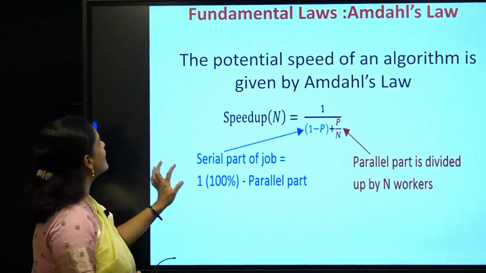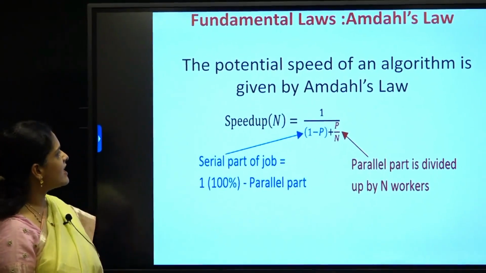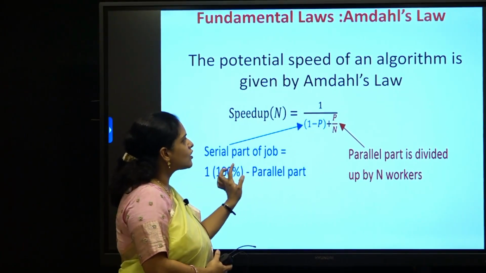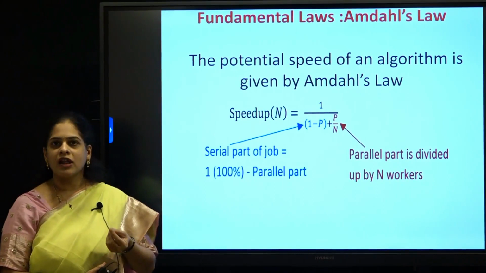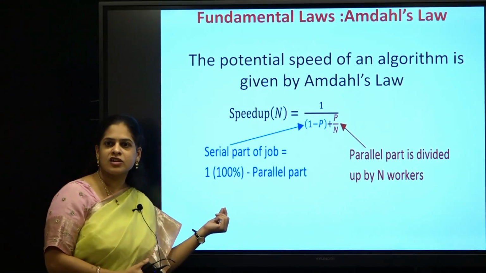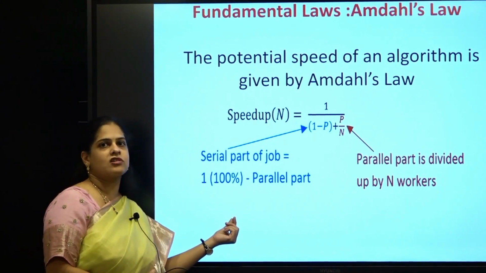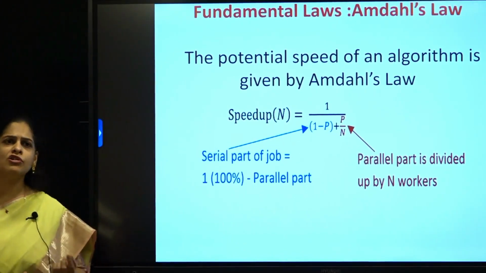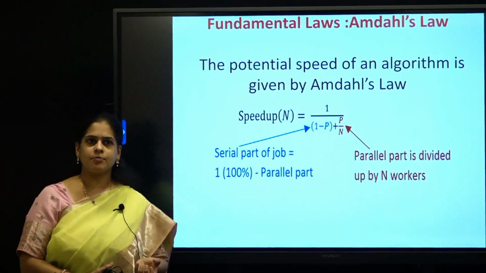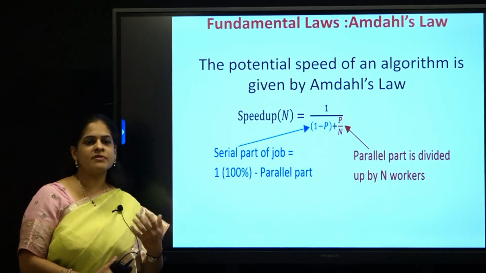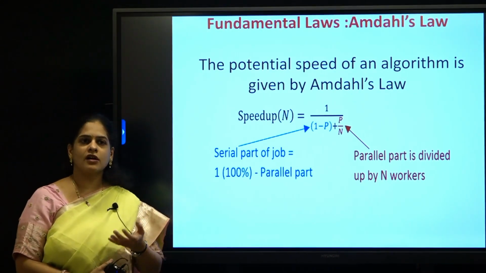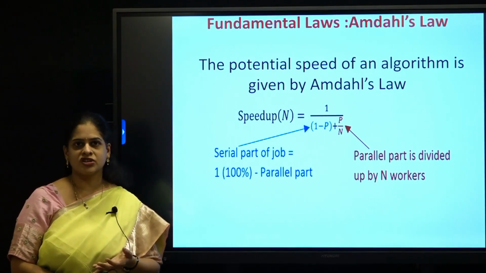It is calculated by the formula: speedup of n equals 1 divided by (1 minus p plus p by n). If you take 1 as your total work, then s plus p, where s means the serial execution and p stands for the parallel execution. As I already told you, a program contains a serial part and a parallel part. Some instructions have to be done only in a serial manner, while some part of your code can be run in a parallel execution environment.